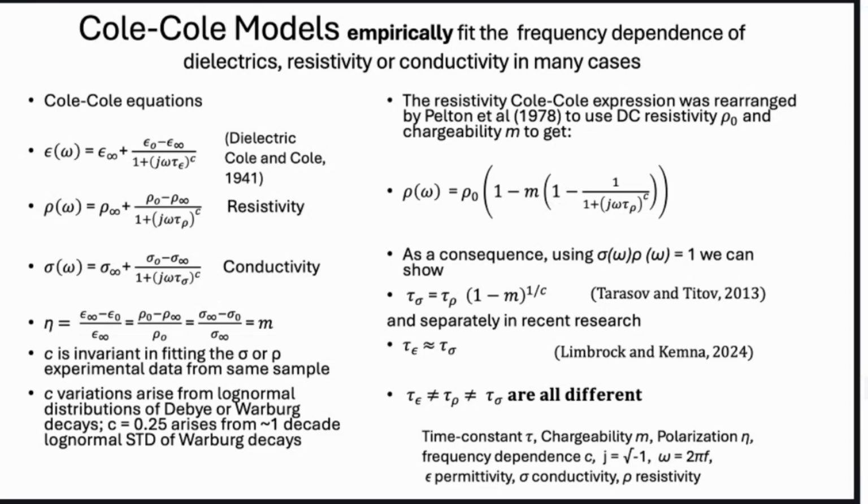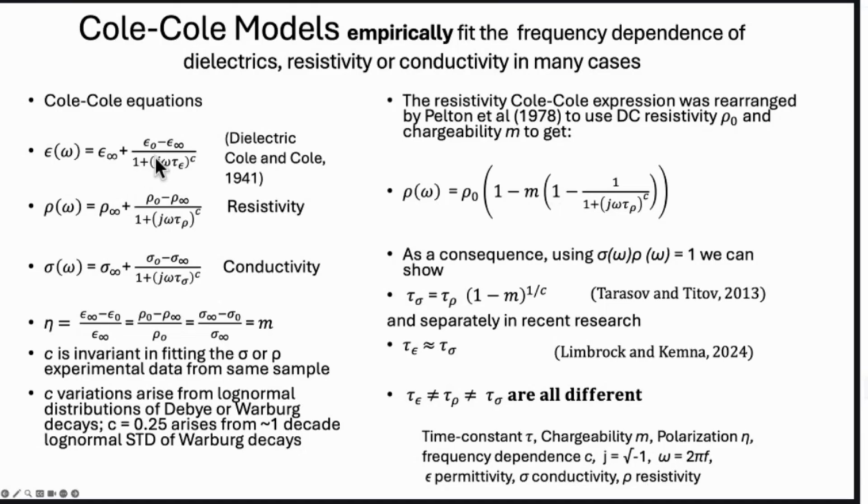Epsilon is the dielectric constant. Epsilon infinity is the high frequency response of that. Epsilon zero is the low frequency response. Omega is the angular frequency. Tau is a time constant. And c is an exponent, which is just something that they initially fit to models.